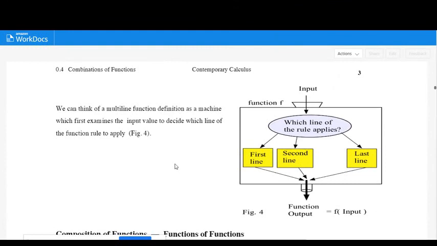Then we can now think of a multi-line function definition as a machine which first examines the input value to decide which line of the function rule to apply. So kumbaga, after natin ma-describe yung given, we can now decide kung ano yung line of the function ang dapat natin gamitin. So ganito siya, so input, and then you decide which line of the rule applies. So kung first line, then you'll get the output. Kung second line, get the output. And then last line, get the output.